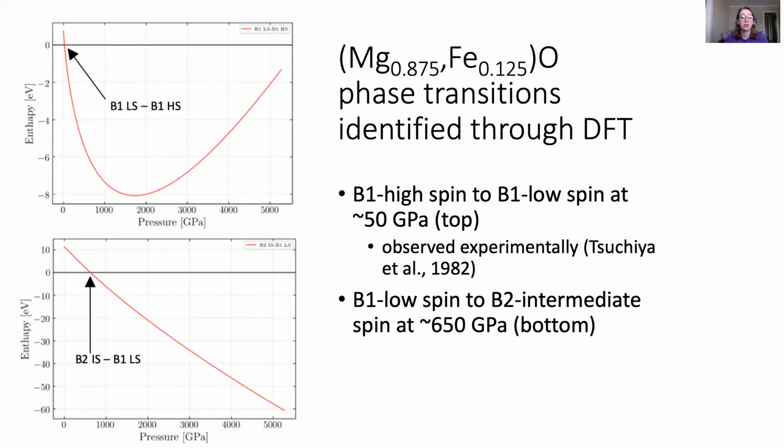An electron spin transition at 50 GPa, top left, and a B1, B2 phase transition at 650 GPa, which is in the bottom left. You can see the phase transition where the red line intersects the black horizontal line. Importantly, for me, the 50 GPa transition has been observed experimentally, so that means I'm confident that the preliminary calculations are sound so far.